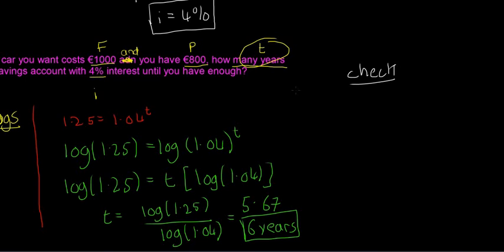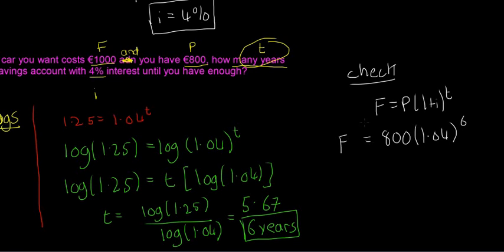So after you get your answer, just put it back into the formula. So we have F is equal to P by 1 plus I to the power of t. So we want to find out if we have 800 euro at 1.04, so 4% interest for 6 years, how much is that worth? So how much is F? And if it's bigger than 1000, then we're right, because you have enough money to buy the car then. If it's smaller than 1000, then we've made a mistake somewhere. So F is equal to, stick all of that into your calculator, and you're going to find that it's equal to 1012.26 euro, which means the answer of 6 years is right.